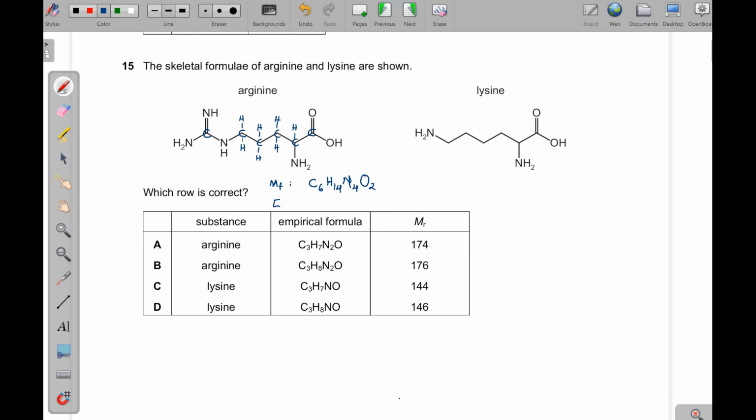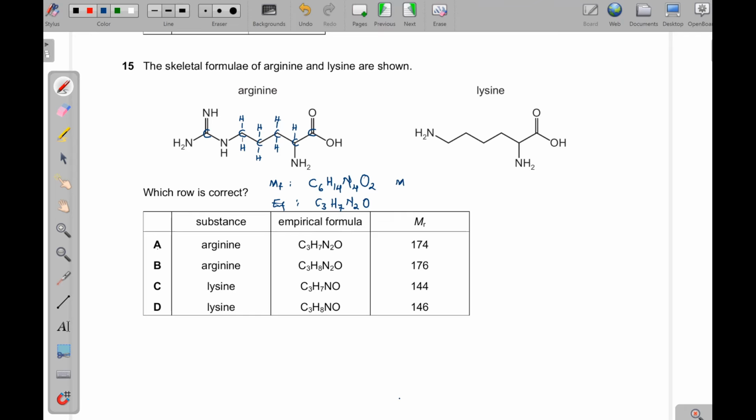So that means the empirical formula is going to be, empirical formula shows the simplest whole number ratio of the atoms present in that given what? Molecule. But then the molecular formula shows the exact number of atoms present in that given what? Molecule. So I can divide all through these numbers by 2. Then you get C3, then H 7, and then nitrogen in here 3, and then oxygen 1.